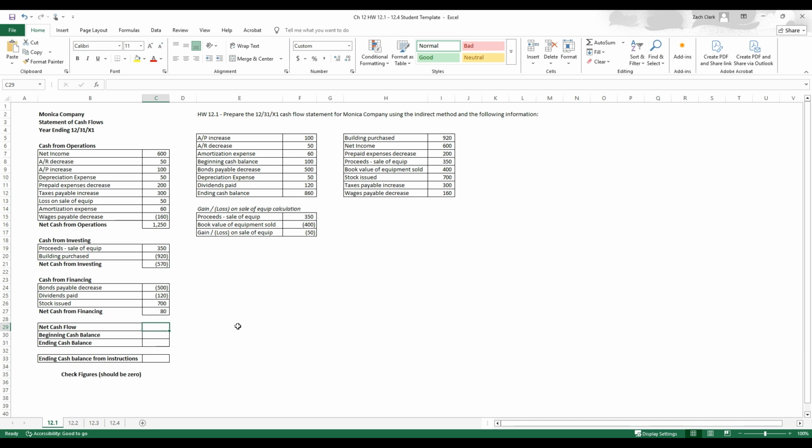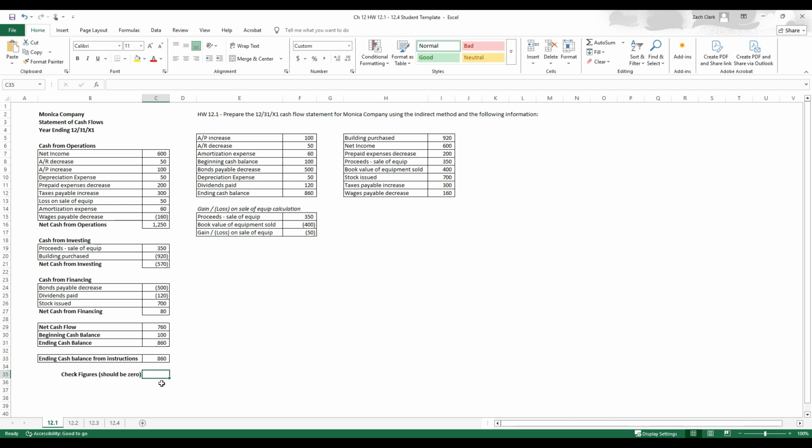Okay, so now we've got all three categories complete. So let's just add up the totals from all three. So we have a net cash flow increase of $760. And then we can put in our beginning cash balance. I think it tells us that here. And then our ending cash balance is just adding the cash flow to the beginning to get a total. And then it gives us a check figure here of $860. So we can just link to that.